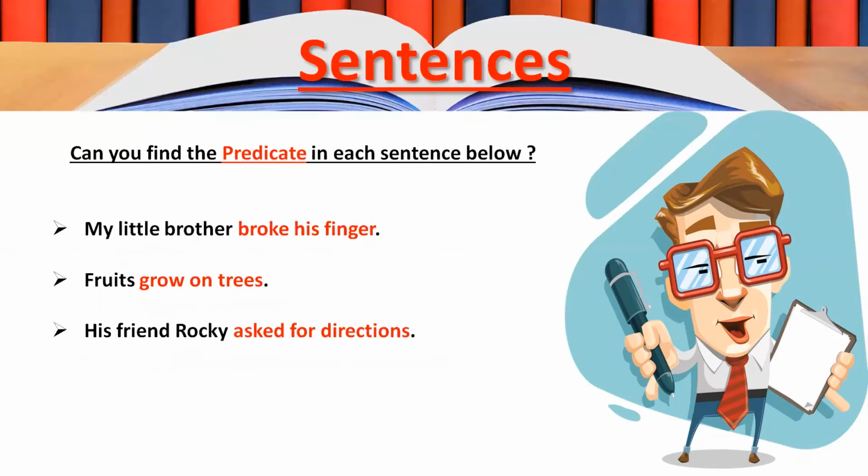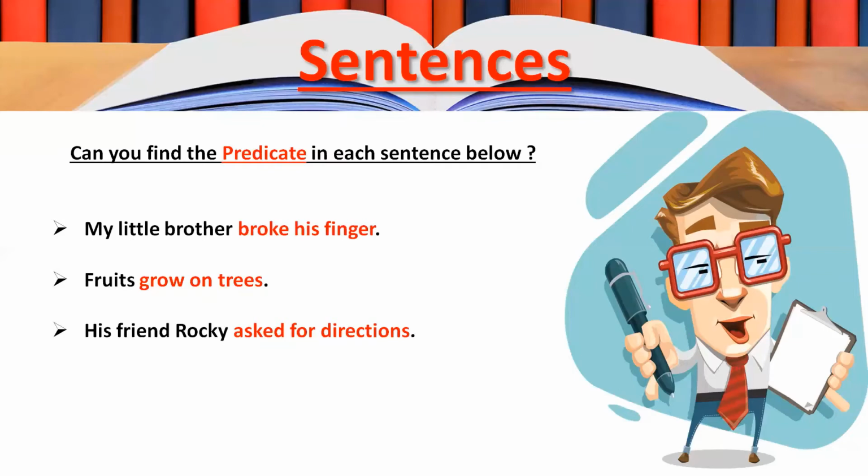Now can you find the predicate in each of the sentences? The same sentences. My little brother broke his finger. So what is the predicate now? You have found the subject. So the remaining part is which tells us about the subject. Broke his finger. What happened to my little brother? My little brother broke his finger. So the predicate is broke his finger because it is telling us something more about the subject.